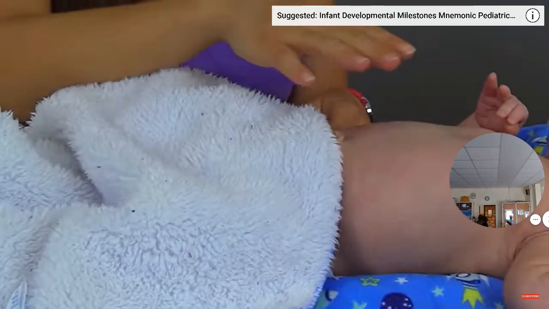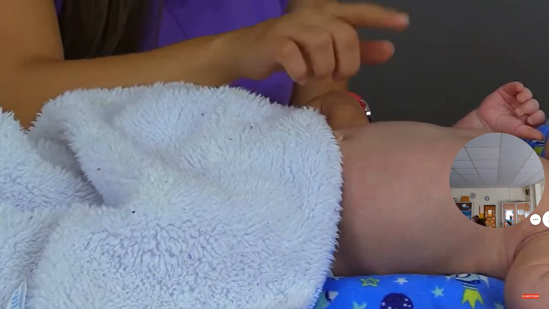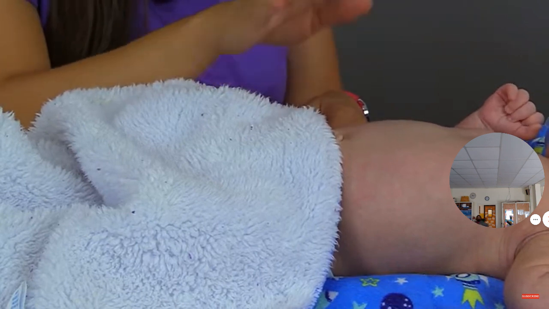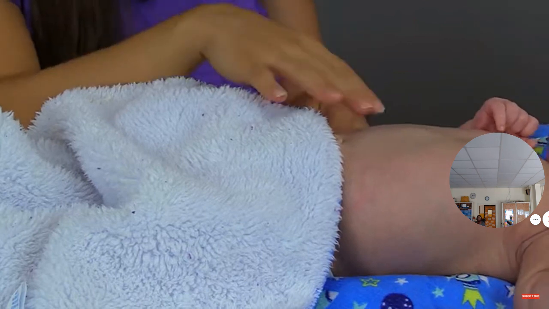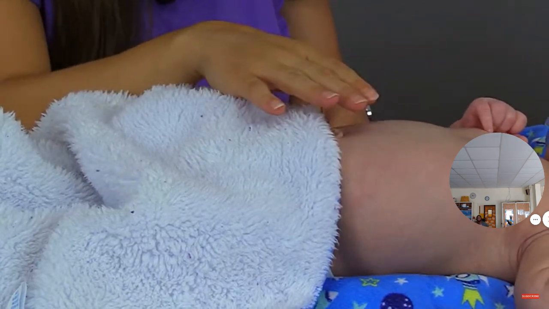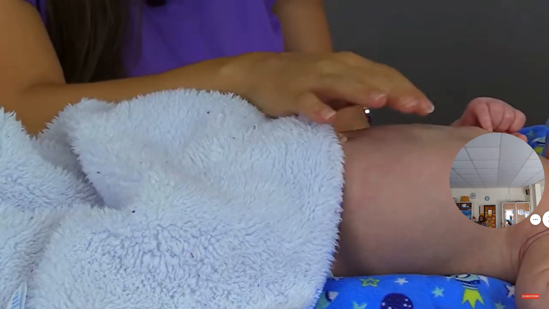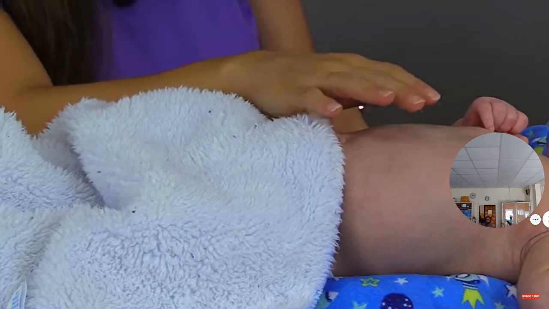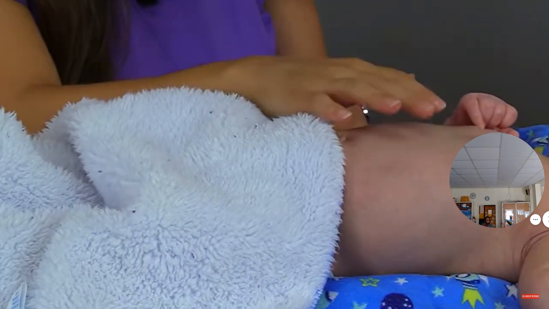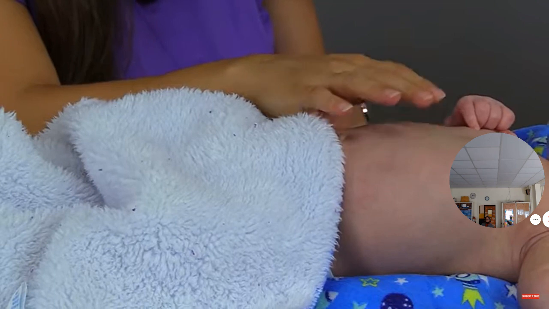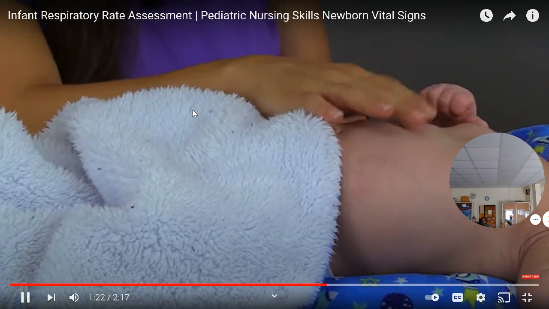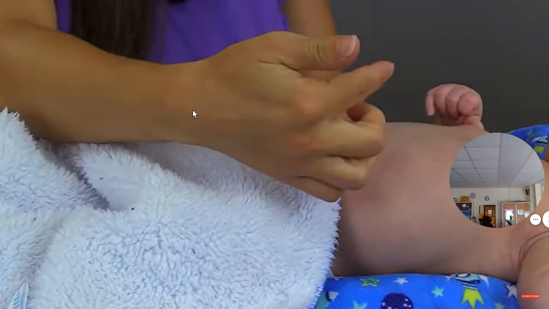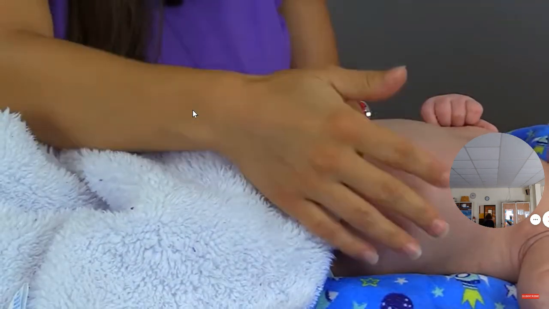So to count respirations, what we're going to do is count for 1 full minute the rise and the fall of the chest. Now, with an adult, you probably remember that if the rate was regular, we could count for 30 seconds and multiply by 2. Well, this isn't the case with an infant. You're going to do it for 1 full minute because infants' breathing pattern is irregular. They have what's called periodic breathing, where they'll breathe and then they'll stop for a second. So we're going to count for 1 full minute, and we're looking at that rise and that fall of the chest.